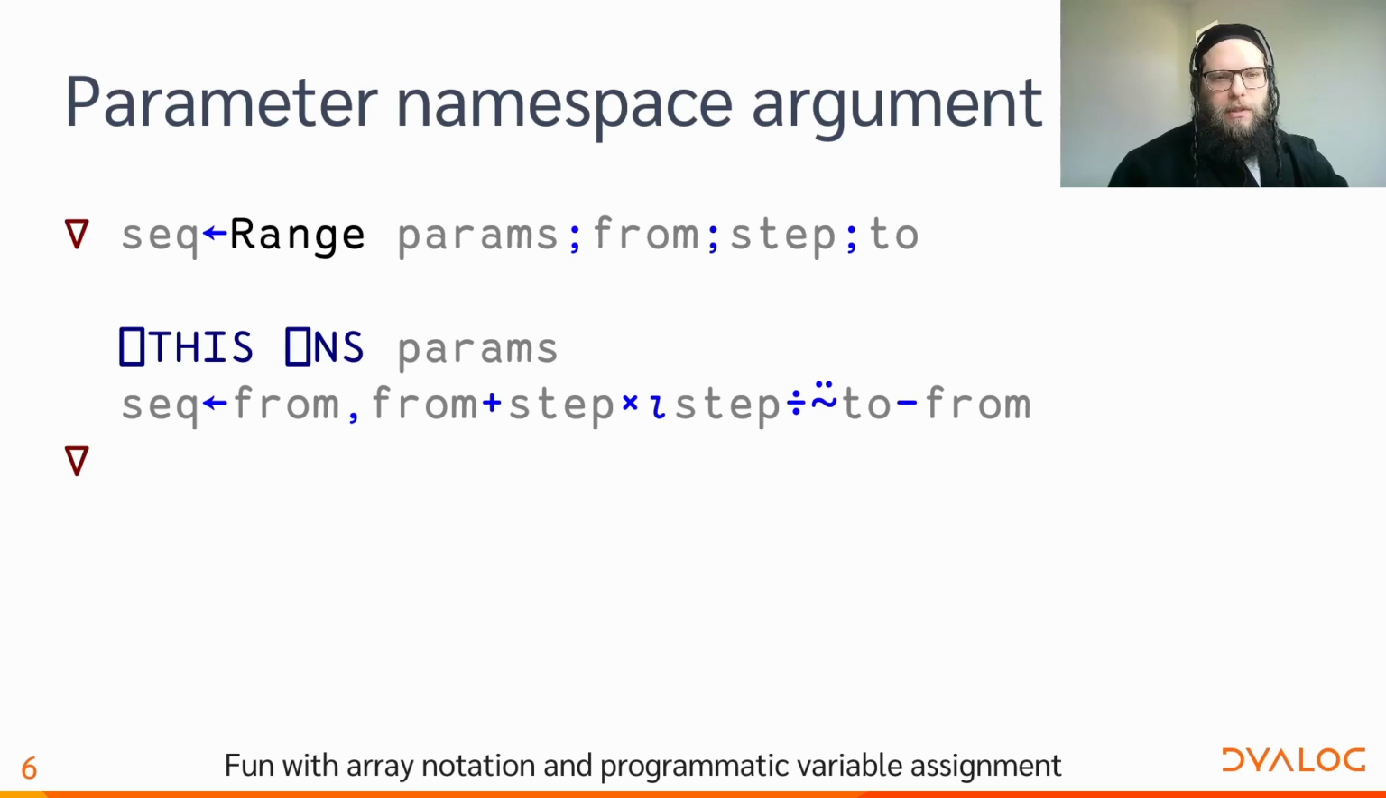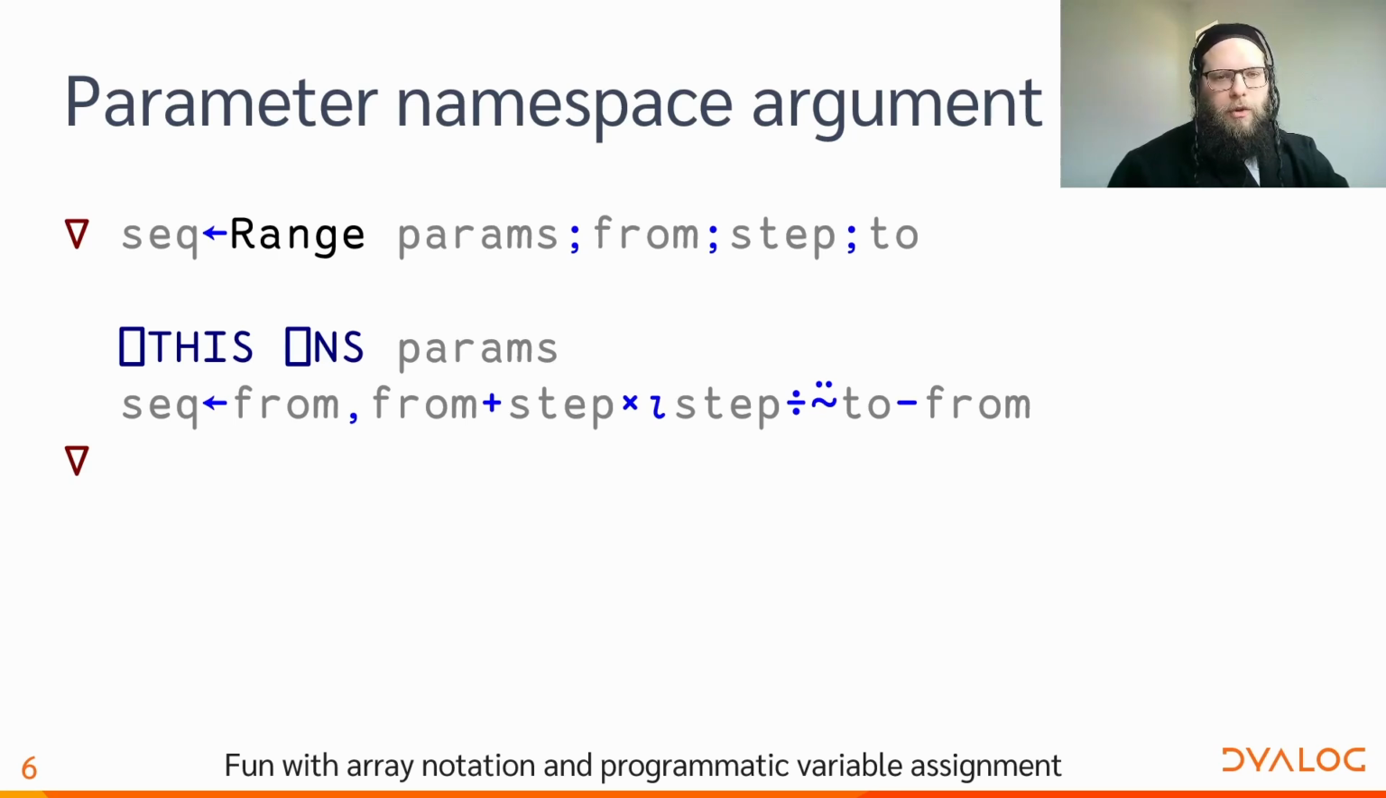quad_ns for this. And quad_ns, until before version 20 of Dyalog, could only take a character left argument, which was the name of a namespace where we wanted to merge values in. But from version 20, it can also take a reference. And since we don't want to deal with any special namespace here, we just want the namespace we're in right now, then we can give it quad this, which is a reference to the current namespace.